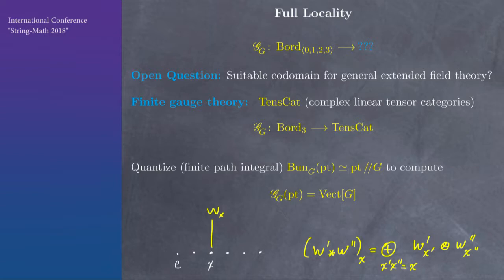And how do I multiply vector bundles? Well, I do convolution, which means that it's this formula. It's really pushing forward the vector bundle, two vector bundles under the multiplication map. So that's the tensor category that you would attach to a point in this gauge theory.